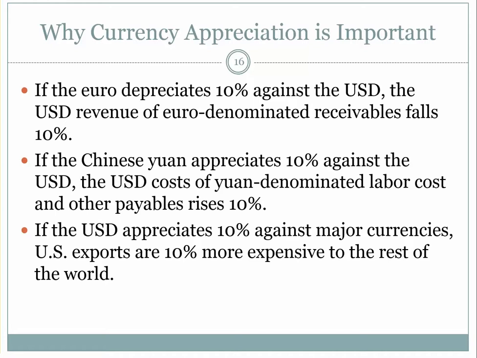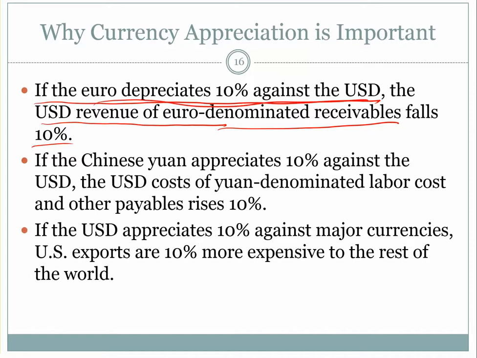So why are currency appreciations important? Well, we've talked about this the whole time. If the euro depreciates 10% against the dollar, the US dollar revenue of a euro-denominated receivable will fall by 10%. In other words, you sell a widget to a German at a fixed euro price. If the euro depreciates 10%, when you go to sell the euros you gained in trade, you're just going to get 10% fewer dollars than you thought. And if your margins aren't 10% to start with, you're now not profitable.